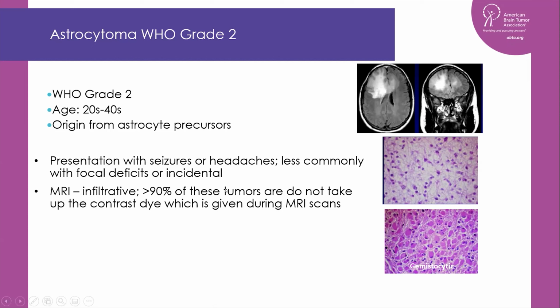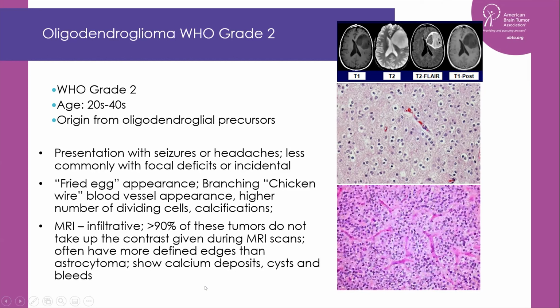This is what I was mentioning, the ways that the pathologists in the past worked. Pathologists would look at this, look for these kinds of features and say, okay, this is an oligodendroglioma, whereas the other one that you saw was an astrocytoma. Again, infiltrative. Again, most of these do not take up the dye. They often have a little more sharper edge here, but they still have roots that go out. Sometimes they show calcium deposits or cysts or bleeds. So these features all help us say, okay, this is an oligodendroglioma. And as I mentioned, sometimes there are features of both, and that was the challenge we were facing.